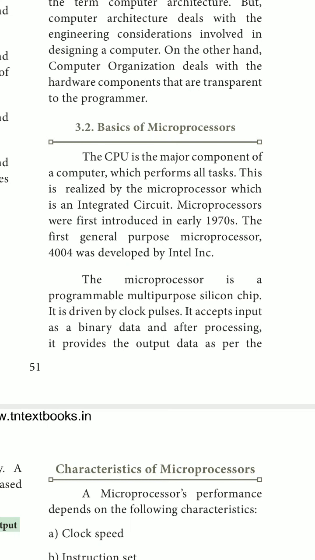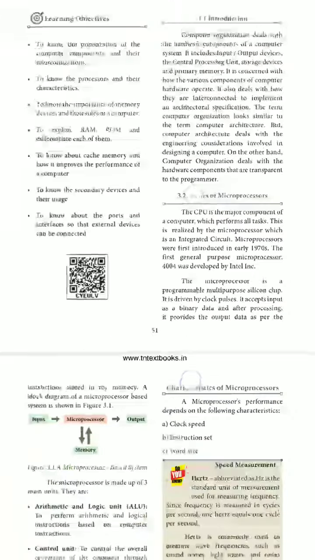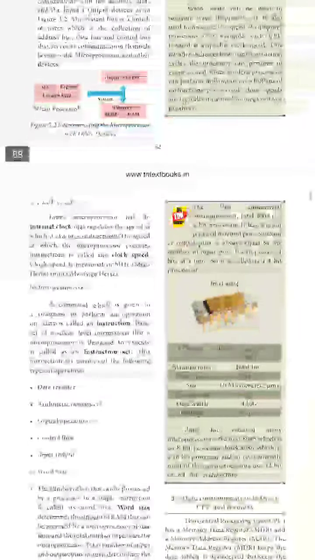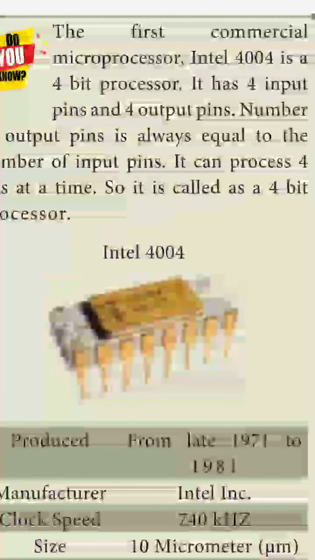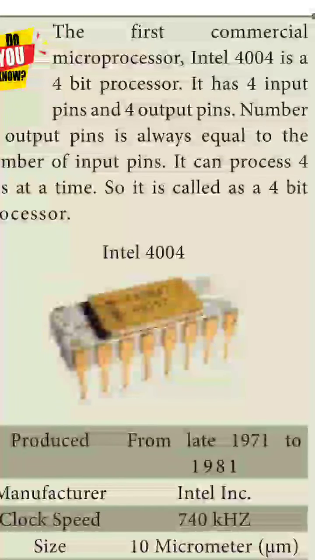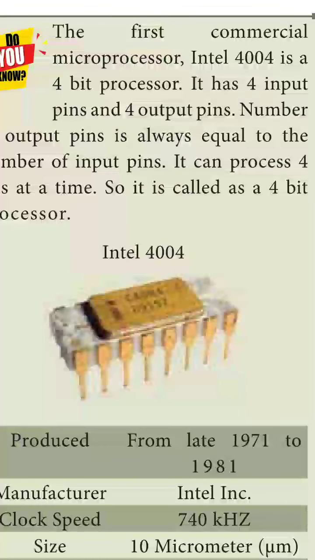This is realized by the microprocessor, which is an integrated chip. Integrated circuits means IC. We'll see this. So this is an example of an IC. This is an example of IC, Intel 4004. So in your computer it will be a bigger one.